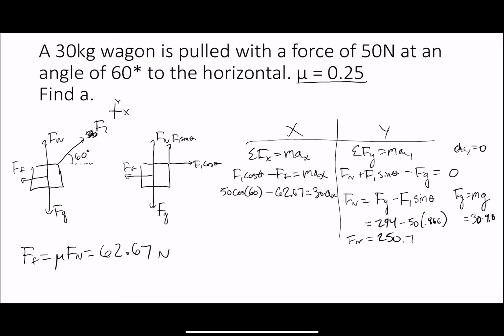We simplify that, 50 cosine 60. Again, that should be 25. We're going to subtract our frictional force. We get negative 37 equals 30 times AX. And so we divide by 30 on both sides to solve for A. So AX is equal to negative 1.256.